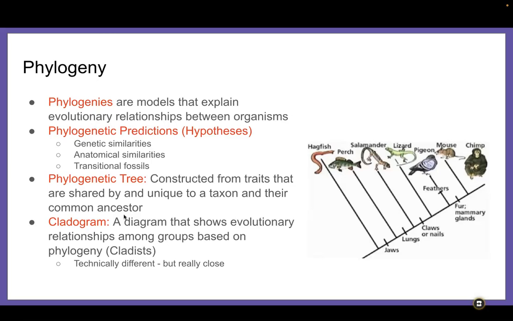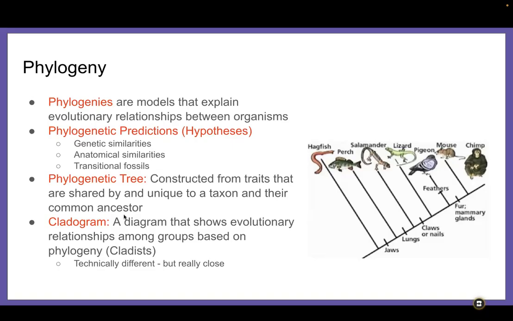So when we start to put all this information together, we create what's called a phylogeny, a model that explains an evolutionary relationship between organisms. These are predictions, okay? It says phylogenetic predictions because they're just like hypotheses. Do we know this for certain? No, we don't. So how are phylogenists, people who study this, coming up with these phylogenetic trees?